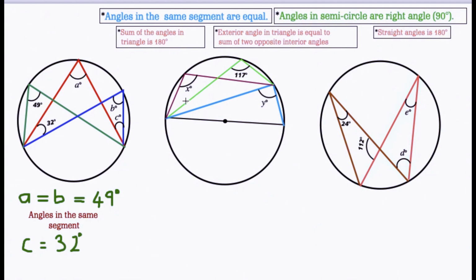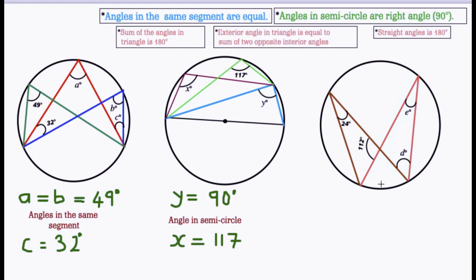Okay, now for this second circle, we have the diameter of the circle which subtends an angle at the circumference. Then this angle y here is equal to 90 degrees because it is an angle in a semicircle. Angle x is in the same segment with angle 117 degrees. Therefore, x is equal to 117 degrees. The reason is that they are angles in the same segment.